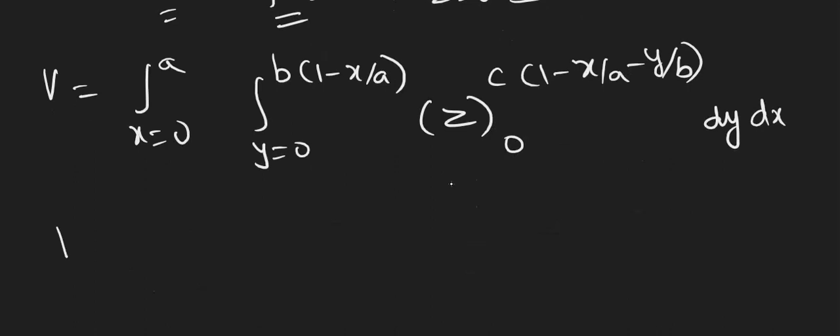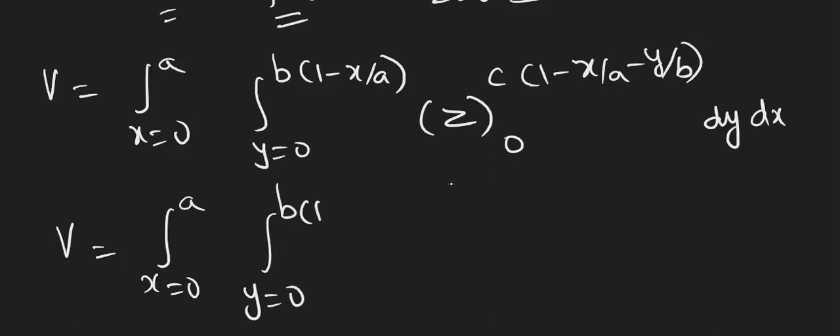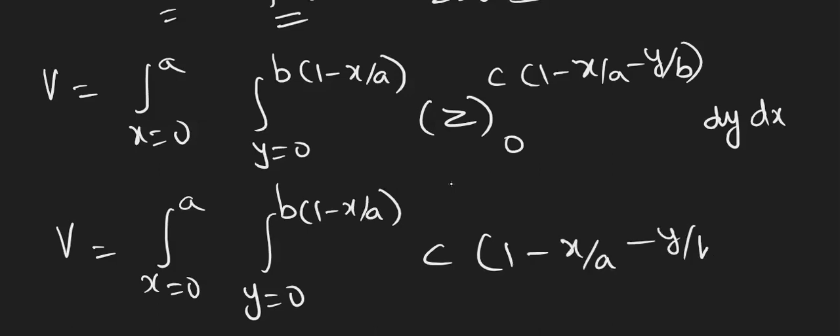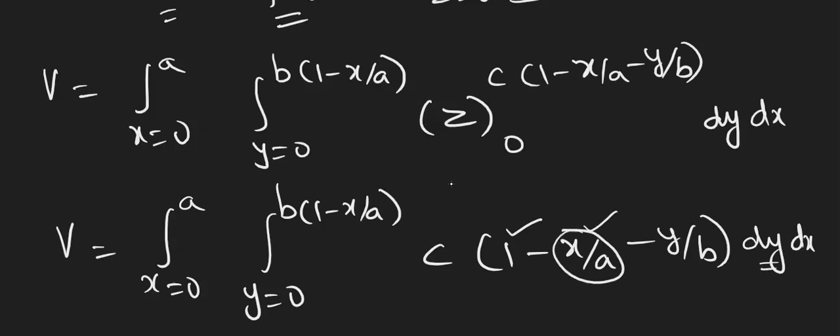So easily we will get V is equal to the integral x from 0 to a, y from 0 to b into 1 minus x by a, after applying the limit, of c into 1 minus x by a minus y by b. The c is just a constant. So if you integrate 1 dy, you will get y. x by a is also a constant, so x by a dy gives y, minus 1 by b into, if I integrate y, I will get y square by 2.